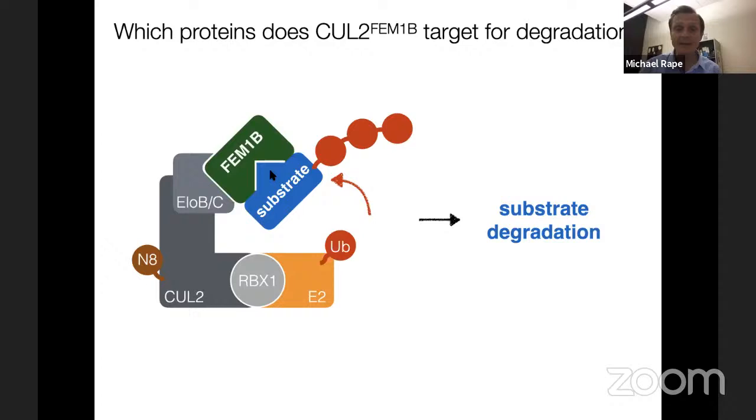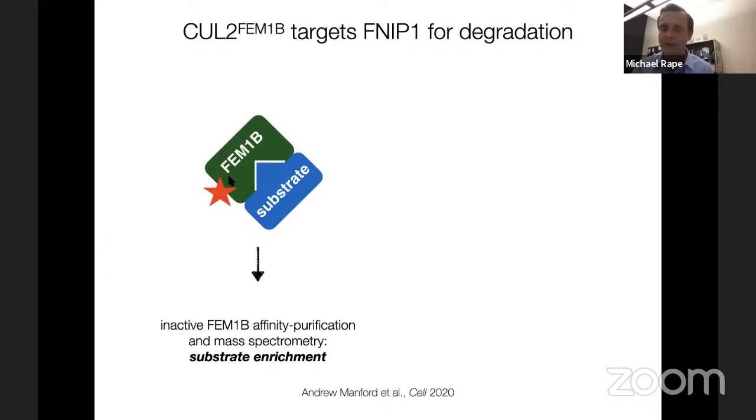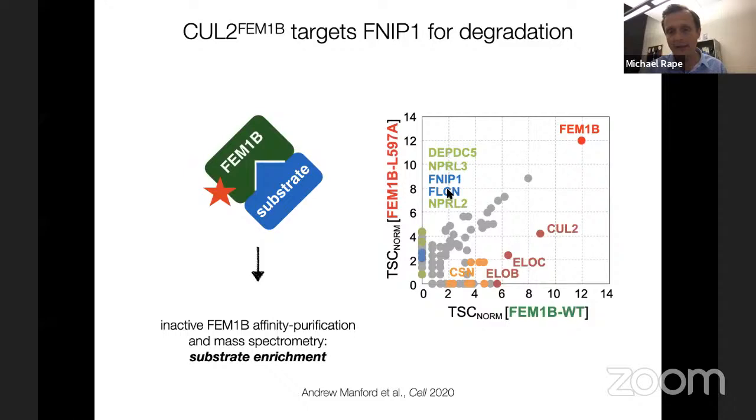In order to find the substrate, you cannot simply IP FEM1B because it would degrade the substrate. So you have to use a little trick. The trick we use is we mutate the binding site of FEM1B that is used to incorporate into the ligase. So you can still bind substrate, but you cannot ubiquitylate it. And you can simply ask what protein is enriched in the complexes of this mutant. There were a few shown here, and the killer here was really this protein, FNIP1.